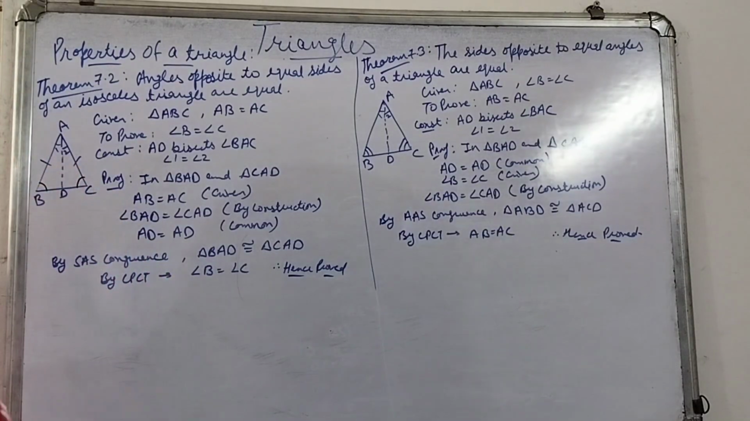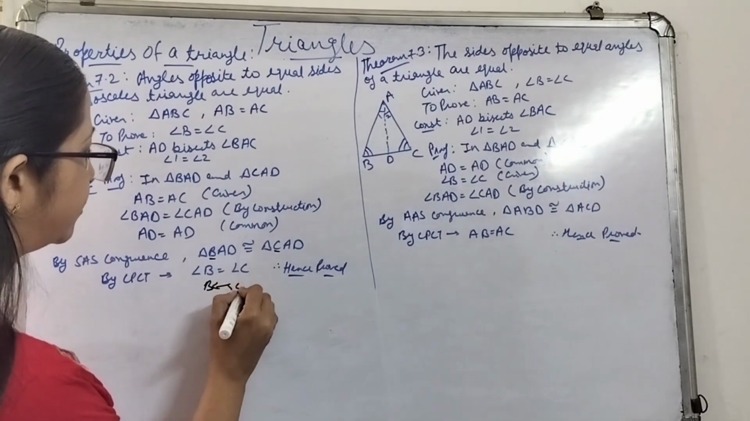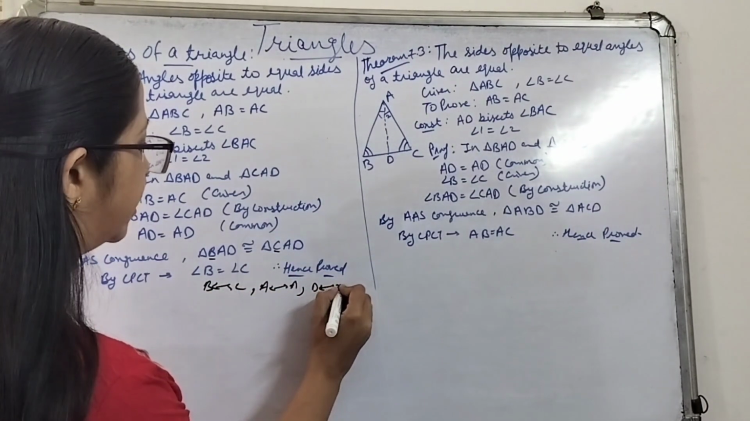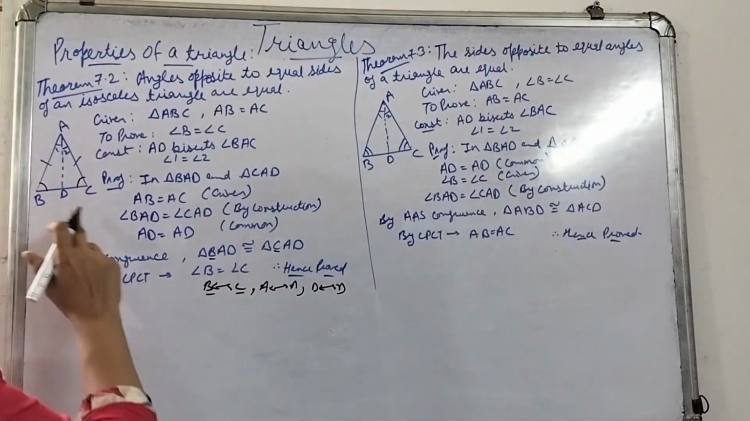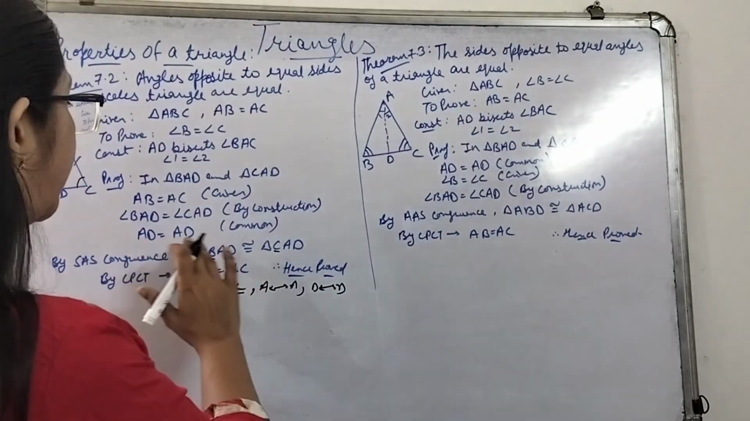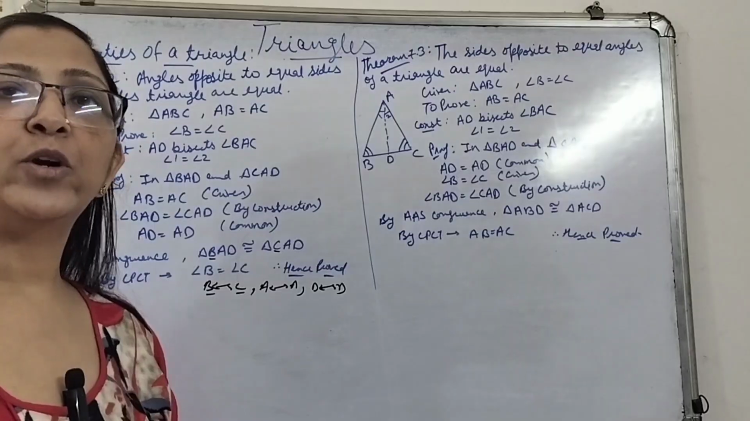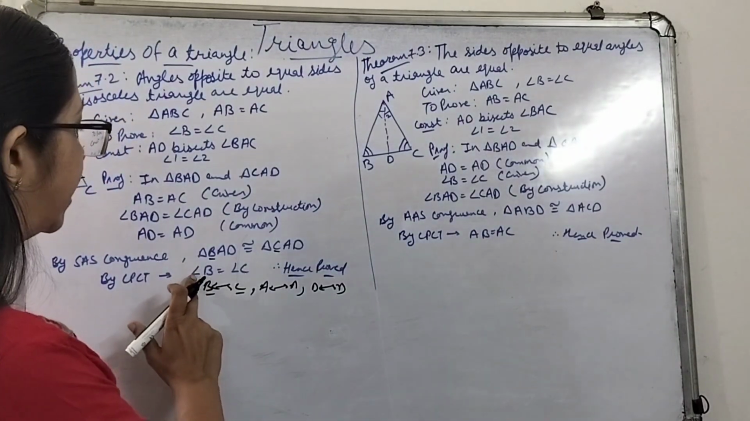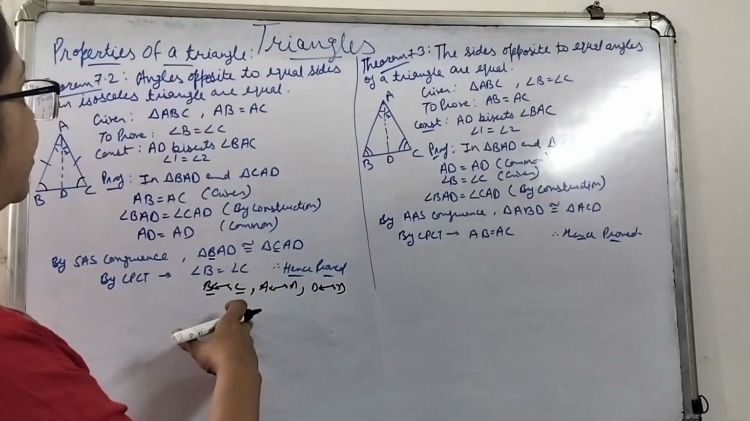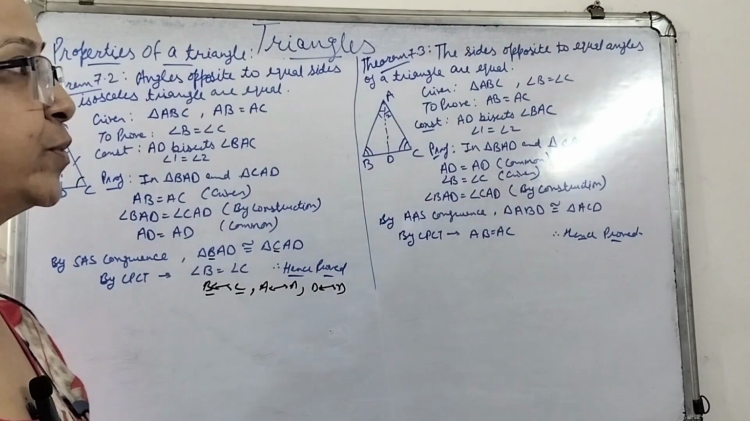Now if these two triangles are congruent, over here we can see B corresponds to C, A corresponds to A and D corresponds to D. That means angle B will be equivalent to angle C because it is a corresponding part. Once we have proved the triangles are congruent, by CPCT the remaining corresponding parts will also be equal. That means angle B will be equivalent to angle C, and that was to be proved. So this is how we can prove that the angles opposite to equal sides of an isosceles triangle are also equal.